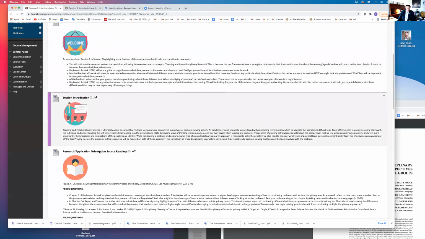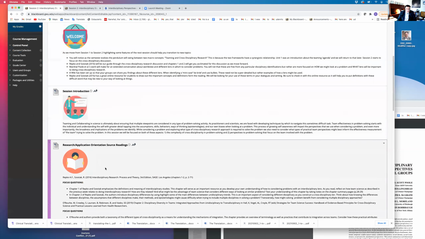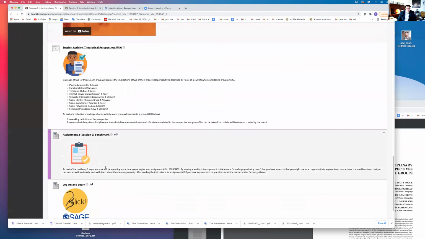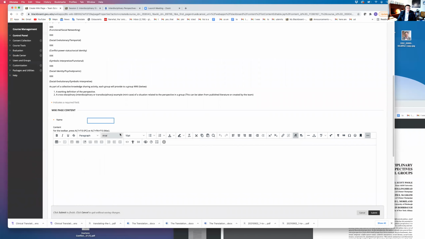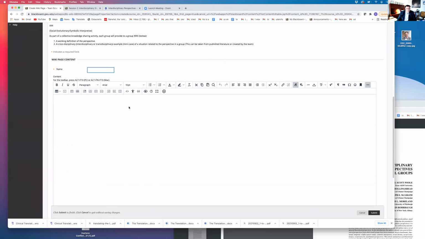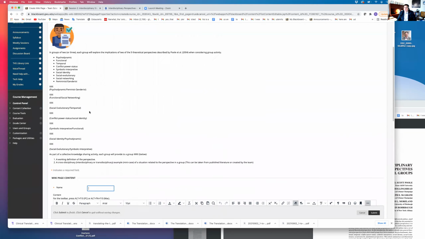And the way we're going to do this is give you an opportunity to work in pairs, and I'm going to scroll all the way down here to the session activity that says Theoretical Perspectives Wiki. And I've paired you up, and these are the 9 different perspectives. And instead of everyone trying to master what every one of those perspectives looks at, or the way it looks at teams, we're splitting you up so we can create sort of a communal cheat sheet, if that makes sense.